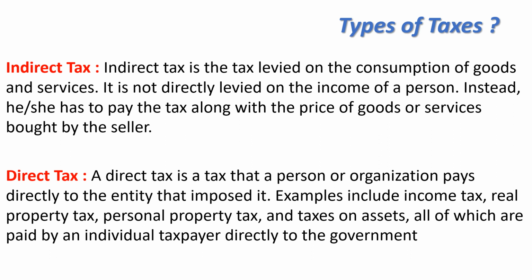Okay, so whatever the price of a good or a service at which the seller has brought it, on that particular price the tax is levied. So the citizen has to pay the tax along with the price of goods and services. Understood? So cost plus tax is equal to the price of a commodity, or we can say services and goods.